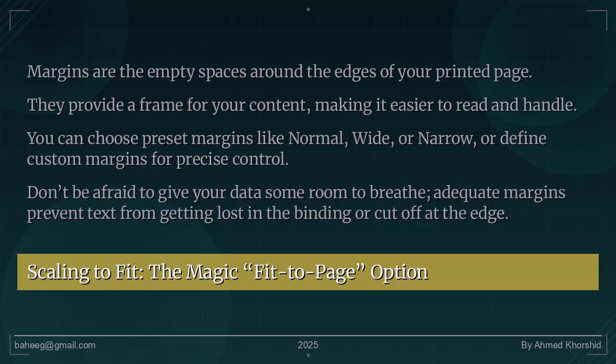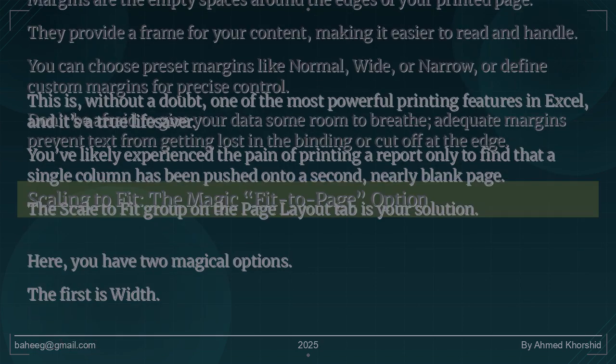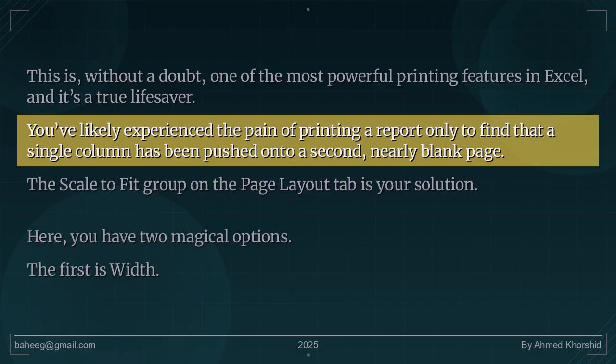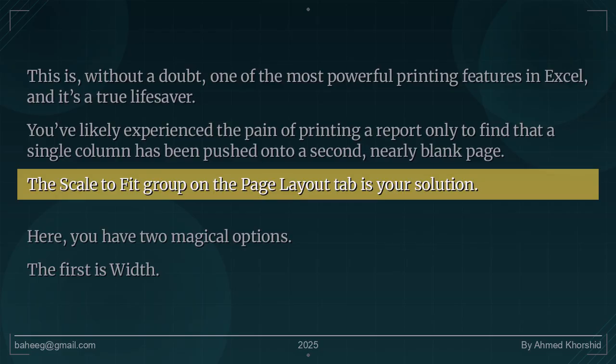Scaling to fit, the magic fit to page option. This is, without a doubt, one of the most powerful printing features in Excel, and it's a true lifesaver. You've likely experienced the pain of printing a report only to find that a single column has been pushed onto a second, nearly blank page. The Scale to Fit group on the Page Layout tab is your solution.